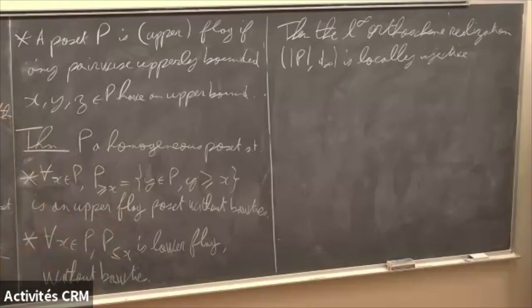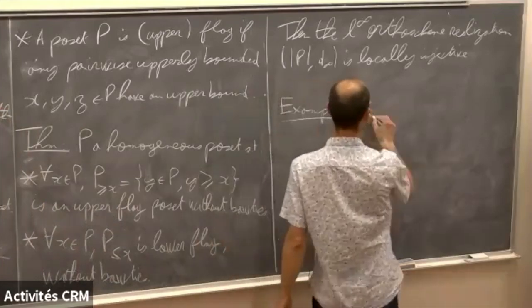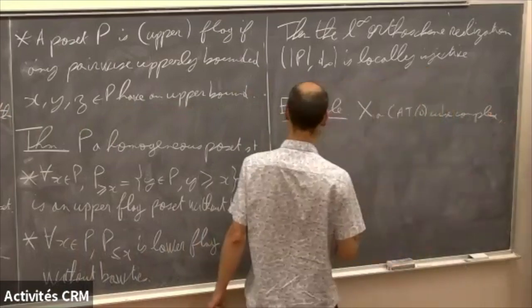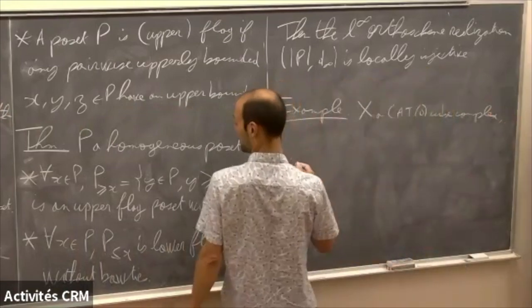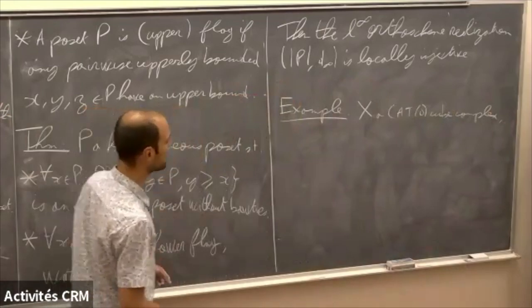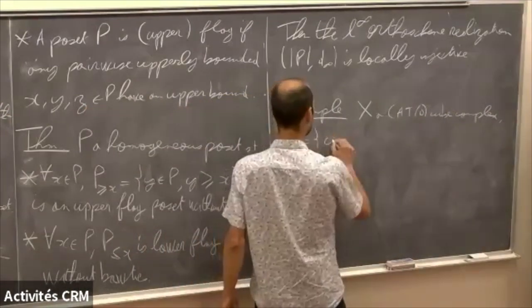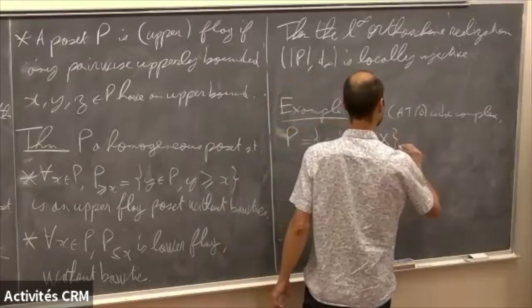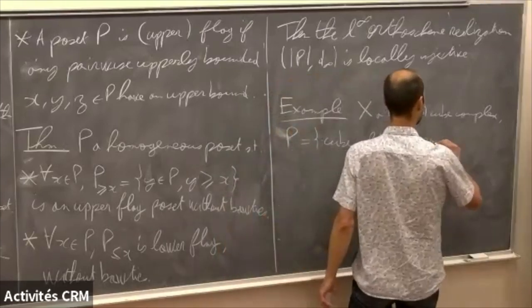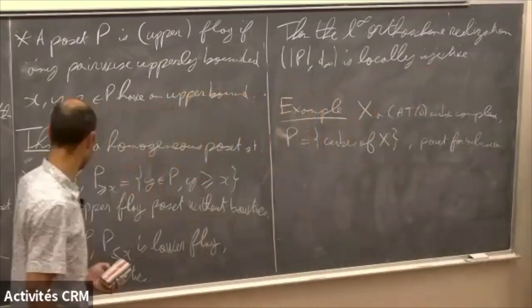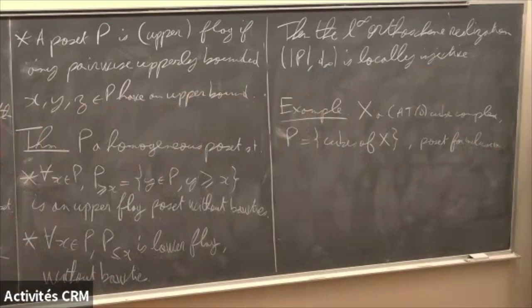So I will make this more precise just by giving the example of a CAT(0) cube complex. So if X is a CAT(0) cube complex, and well, finite dimensional, because you want that it's homogeneous, I will take P, the poset of all cubes of X. Okay, it's a poset for inclusion. Then I will check that these conditions hold.